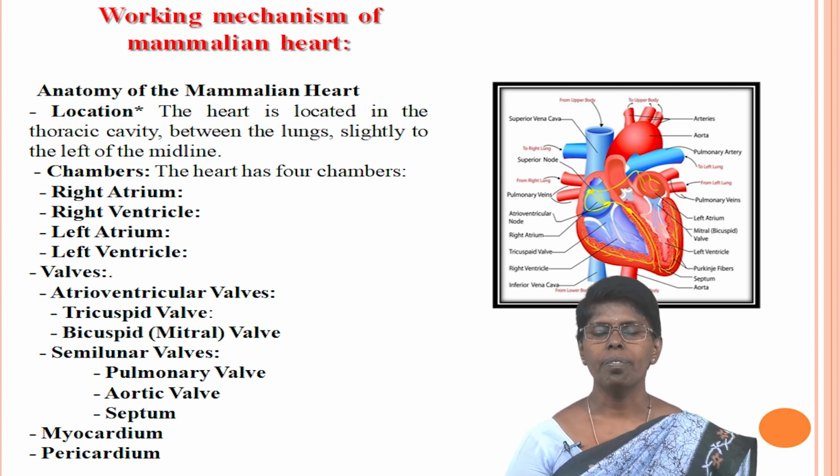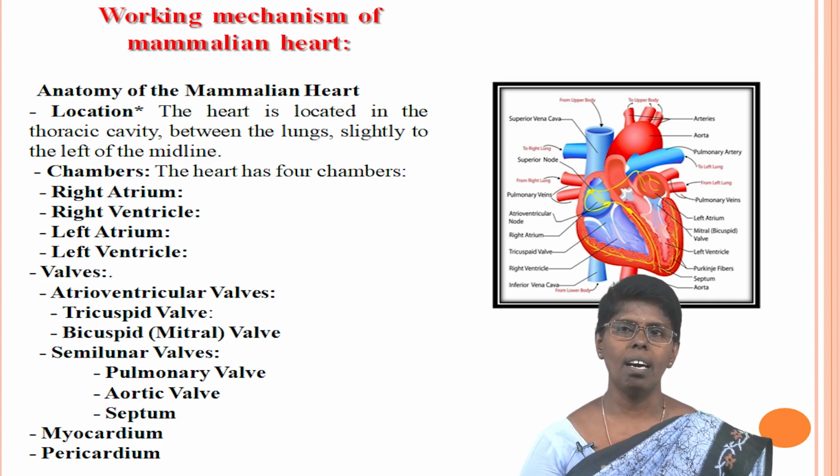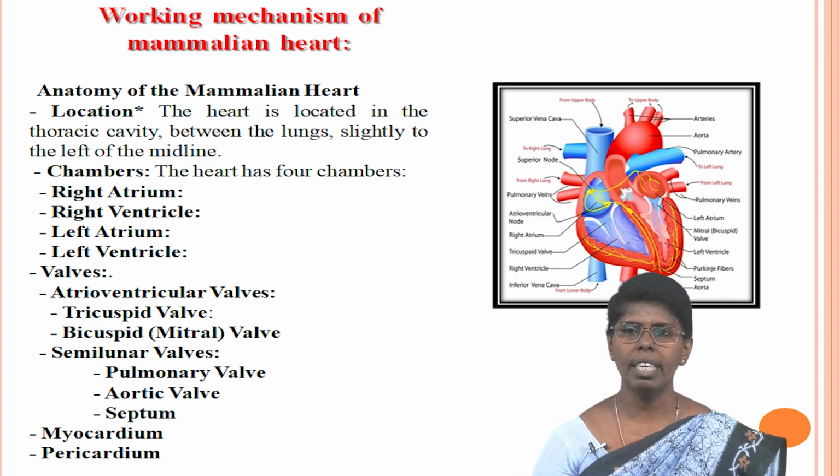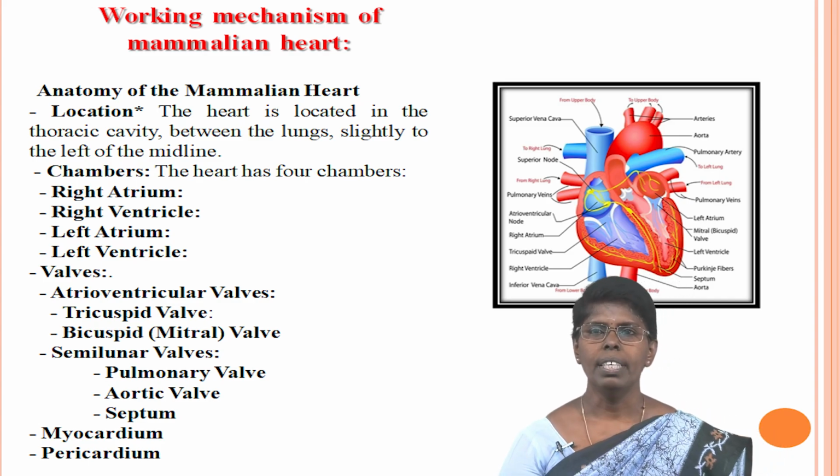The left atrium receives oxygenated blood from the lungs through the pulmonary veins. The left ventricle pumps oxygenated blood to the body via the aorta. The valves ensure one-way flow of blood and prevent backflow. The atrioventricular valves are the tricuspid valve and the bicuspid valve.